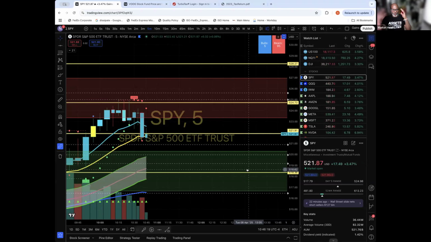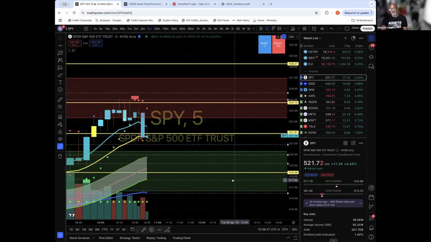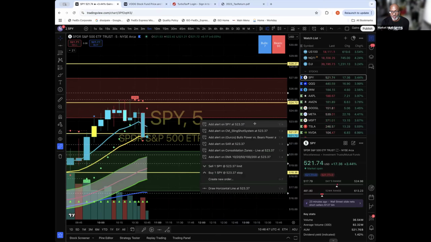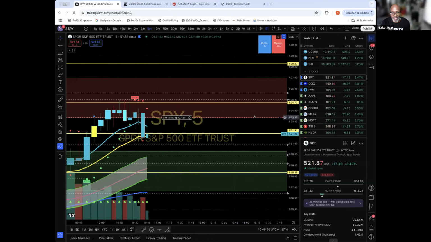And I know you guys are probably thinking there's no way that SPY is going to hit 520.89. It's not going to happen. It may not hit it right away. Keep in mind, we're on the 5 minute, but it is going to hit it before it hits this level right here. Because now we have another level of resistance. So let's set an alert at 523.37. So before it hits 523.37, it is going to hit 520.89.